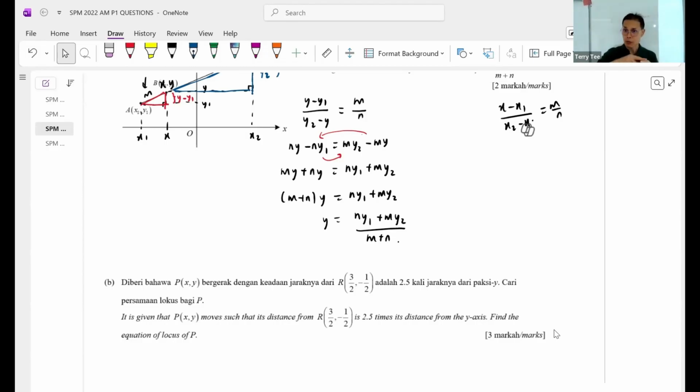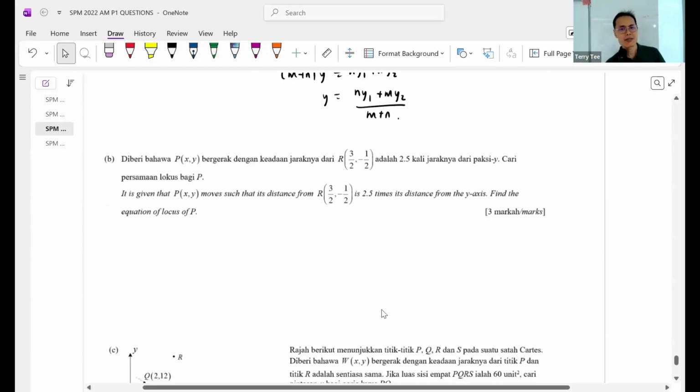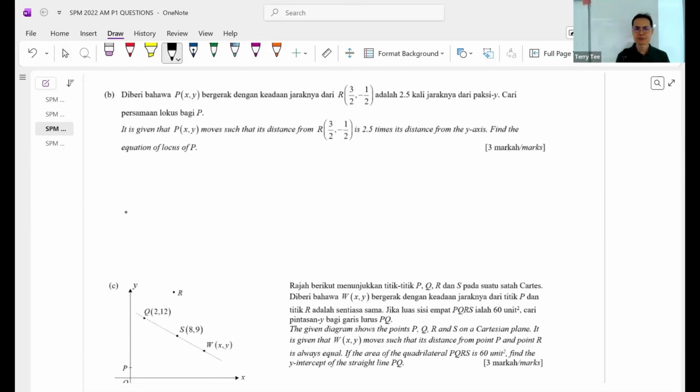Yeah, should I say equidistant from a point and a line? So it's not really in the SPM syllabus, it's more like SPM, but we can use the SPM concept to do it, right? So it's a bit unfair if they ask this in SPM. Okay, come, let's start. P moves such that its distance from point R is 2.5 times its distance from the y-axis.